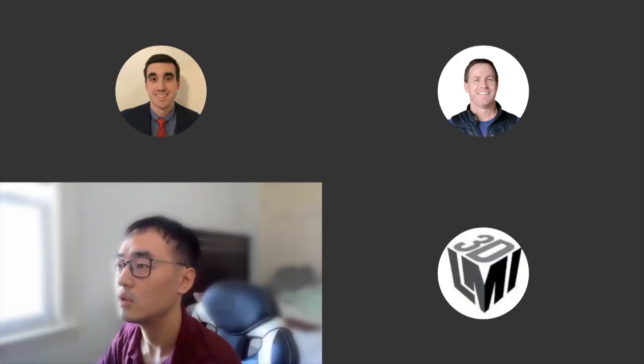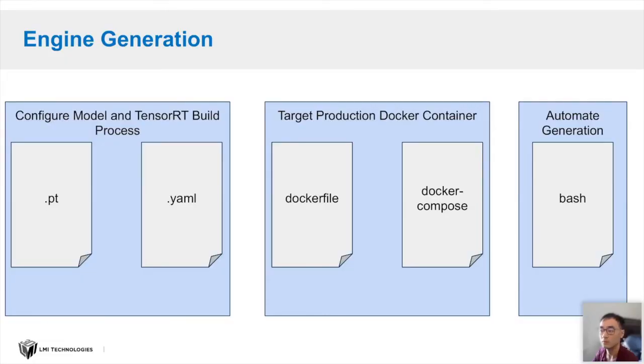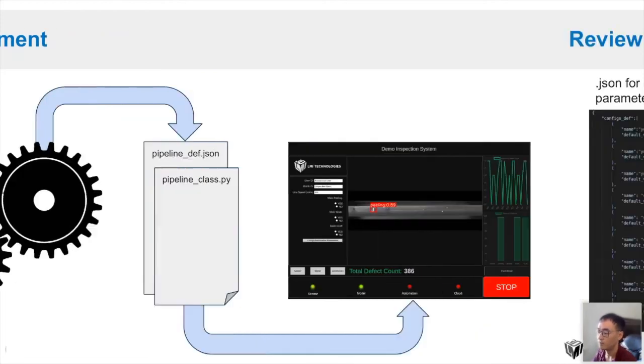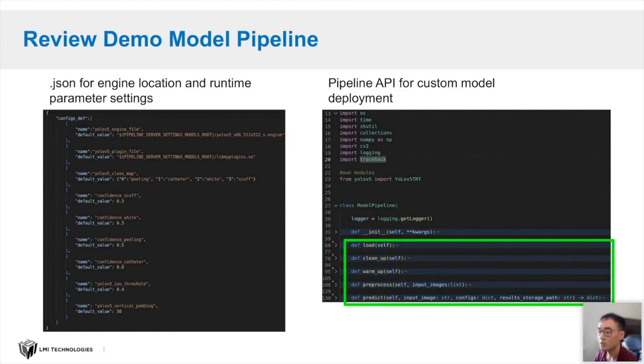So let me turn off my screen. Right now we have the TensorRT engines. Now the next question is how we're going to deploy the TensorRT engines into our Gadget system. We're going to require two files: one JSON file, and another is the Python script. So here are the two files. Actually, let me share my screen.